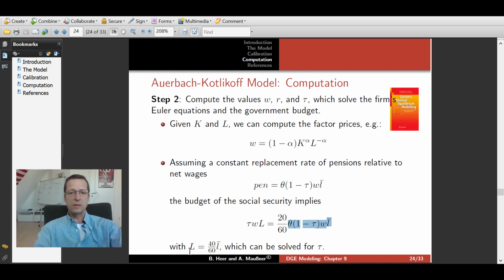Now, noticing that the aggregate labor supply is simply the number of workers, 40 over 60, times the average labor supply L bar, we can solve for tau from this equation, and therefore once we have K and L, we can compute W, r, and tau with the help of the two first-order conditions of the firm and the Social Security budget, asking for a replacement rate of 30%.